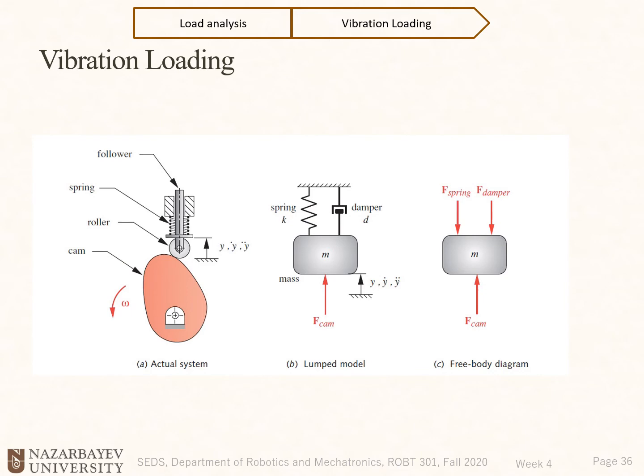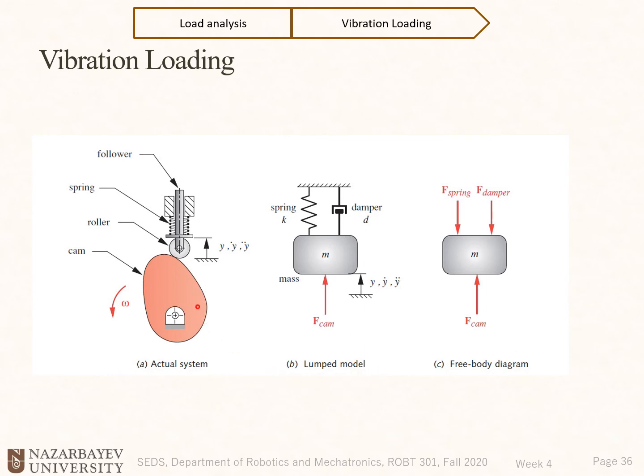Okay, so in this case here, we have a cam and follower. The cam rotates and the follower goes up and down with displacement of y, velocity of y dot, and acceleration of y double dot, and the cam rotates with angular velocity of omega. This is the actual system.